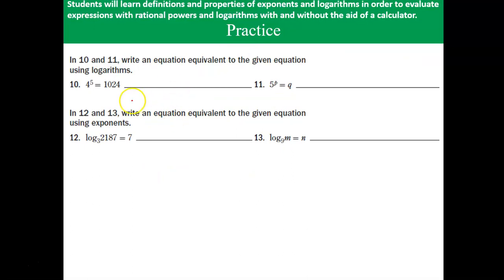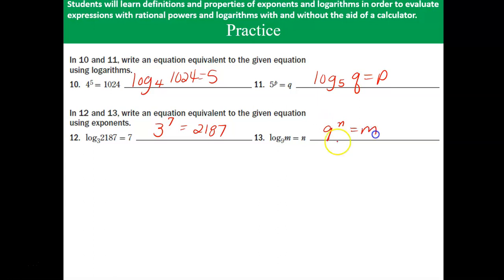And then we're going to write the equivalence. So this is going to be the log base 4 of 1024 equals 5. The log base 5 of q equals p. 3 to the 7th equals 2187. 9 to the n equals m.